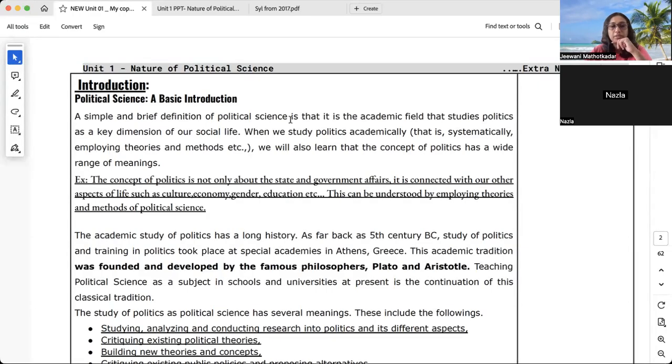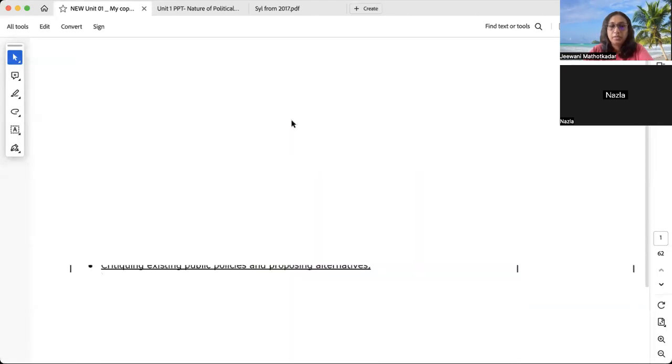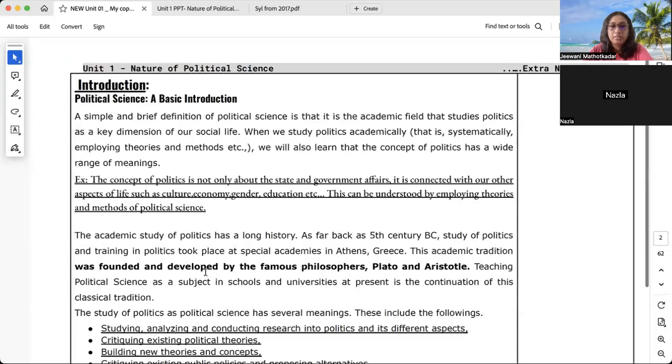So here in the first lesson, we are going to discuss the nature of political science. In this lesson, we will understand the basic concepts of political science, its various dimensions and phases, the difference between politics and political science, and political science as common sense knowledge and as scholarly knowledge. We will also discuss various methods and approaches of learning political science.